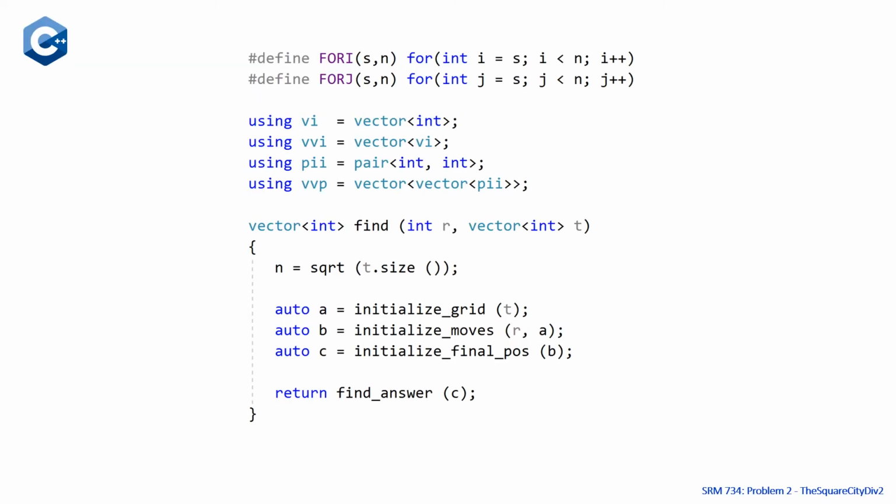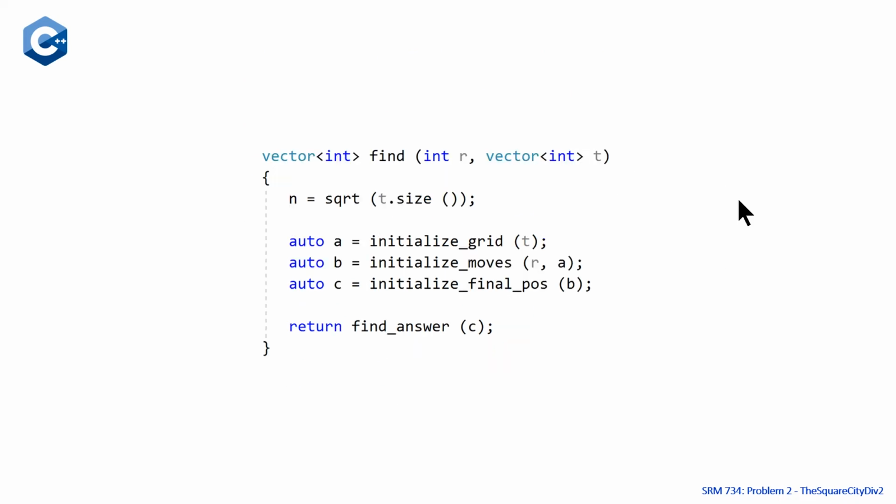Here we're showing some macros and type aliases at the top, just because we have a lot of loops in our code, and it would be irritating to keep showing you a vector of pair of int. Note that vi is a vector of integers, and vvi is a 2D vector that has the integer as the type. PII stands for a pair of integers, and VVP is a vector of pair of integers. So we can hide that now and just focus on our main function here. This function is returning a vector of integers that's going to contain the a and b, returned from our find answer function.